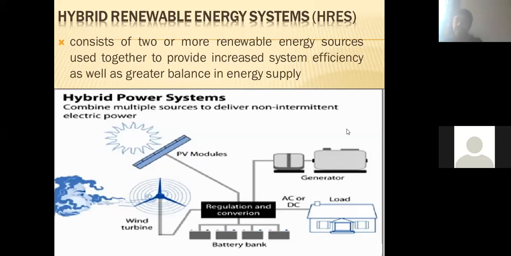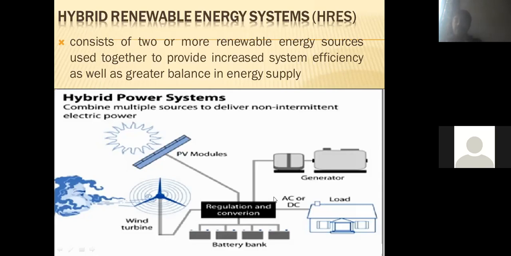We need two types of resources here. The first resource, maybe you can use in summer conditions. Whenever you find that in winter conditions electricity production is not possible, in that case you can use the wind turbine part. When the wind turbine is not working, you can use the solar part. That way, it is going to be a hybrid system. This is a combination of these two things.